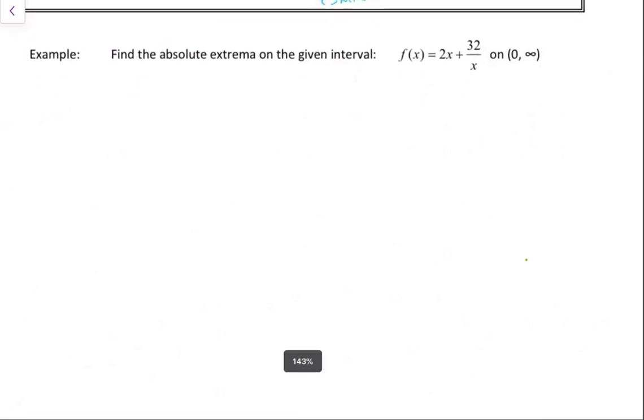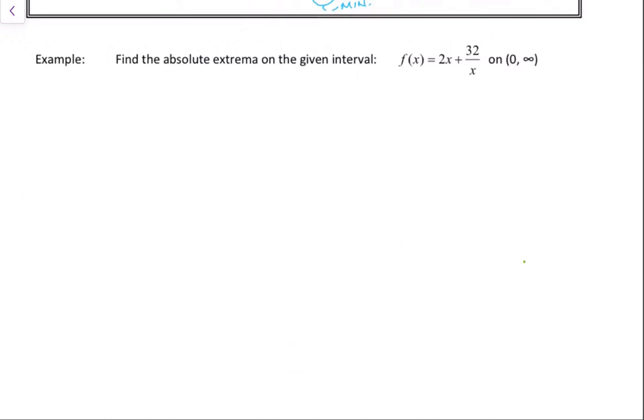So let's take a look at an example. Here I'm asked to find the absolute extrema for this curve on that open interval from 0 to infinity. So step number one, again, like the other example, I need to find the critical values that lie in this interval. So I will need my first derivative. And actually, if I look at my function, this second term, 32 over x, I'd like to rewrite that in order to use my power rule. So I'm going to pull that x up with the 32, making it 32x to the negative first. So that'll make it easier to calculate my derivative.